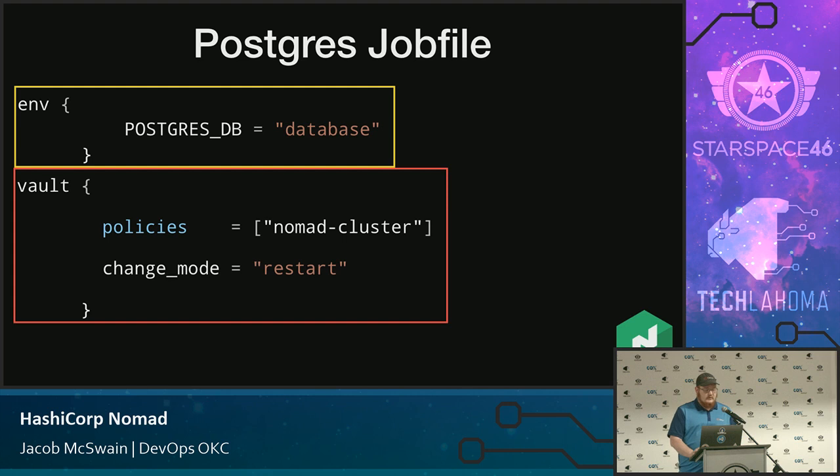And then change mode restart means that the container will restart should any of the used data points change. So if you have rotation set up and rotate credentials in Vault, it'll automatically restart the Postgres job to handle that. Of course, with Postgres, if you already have data there and change those environment variables, it will not recreate the new user, password, anything else like that. So that's something to keep in mind. You still have to handle environment variables changing on persistent layers like that.